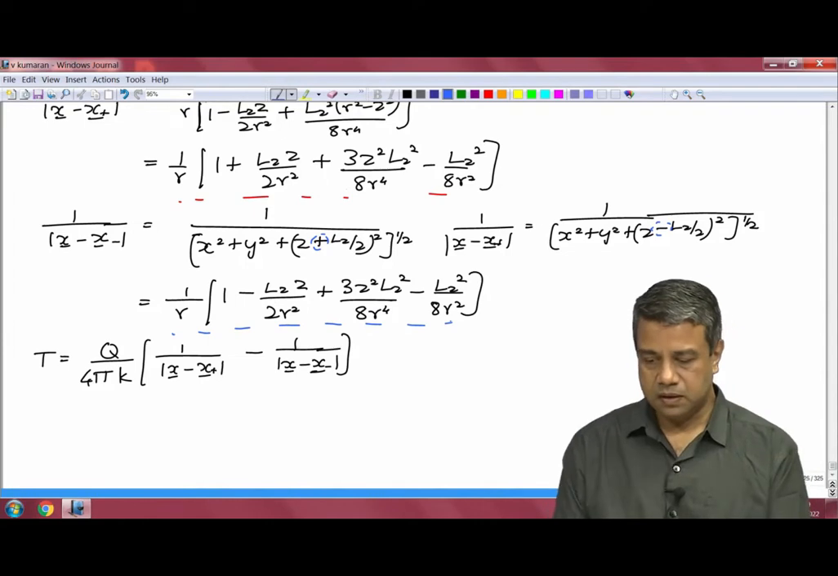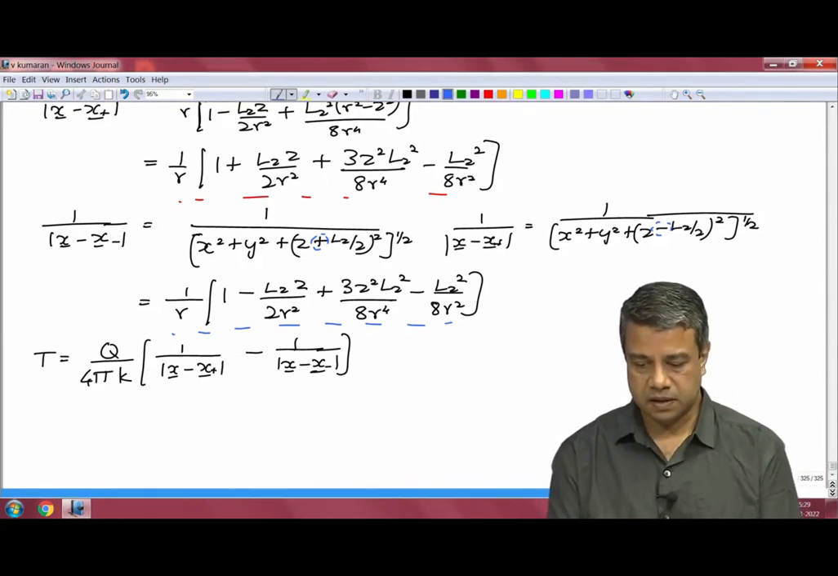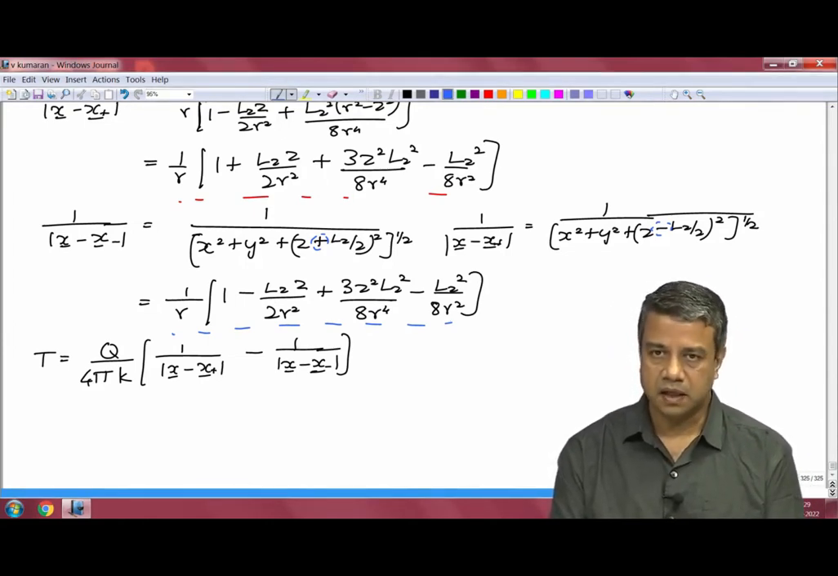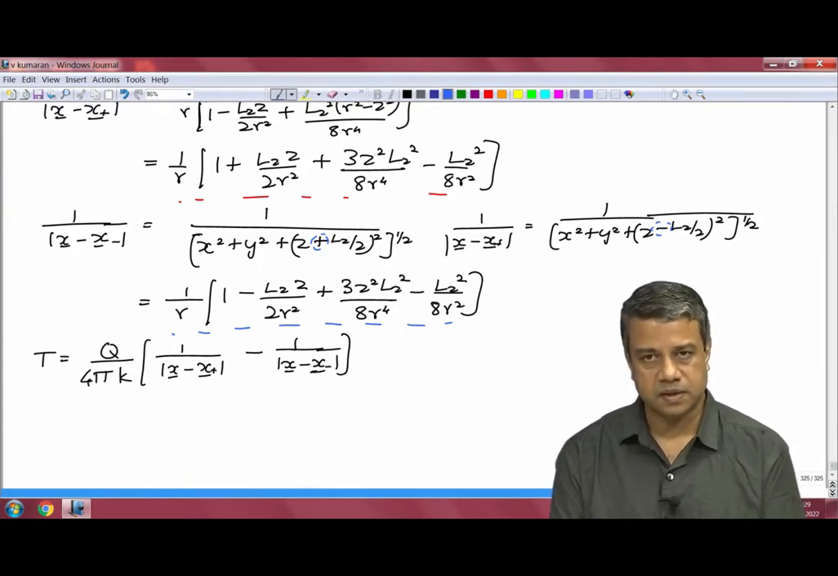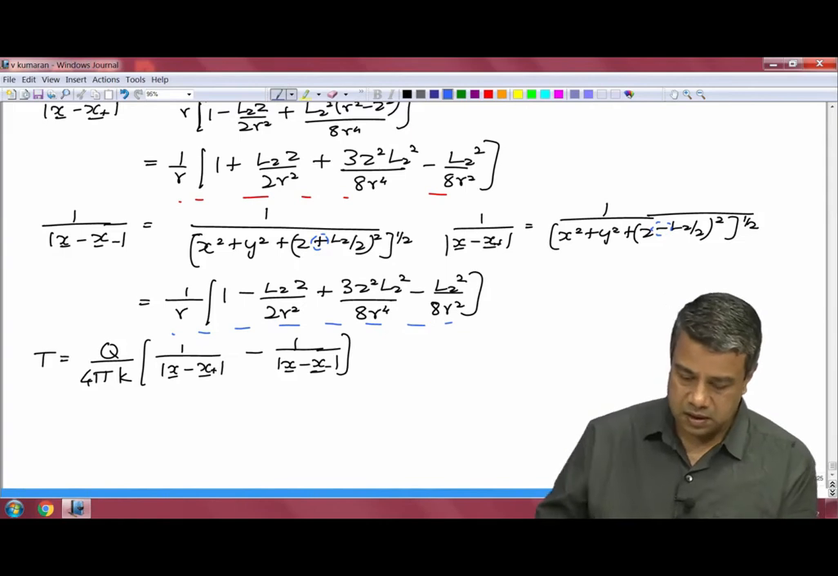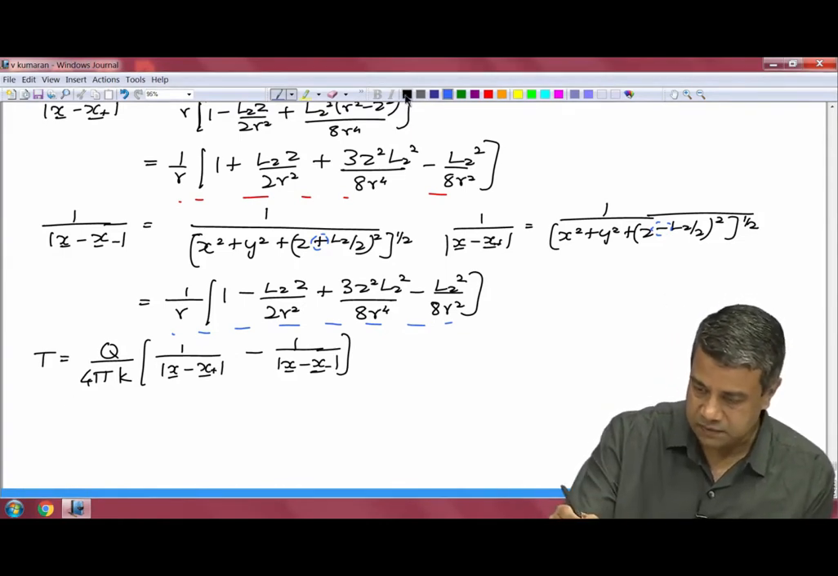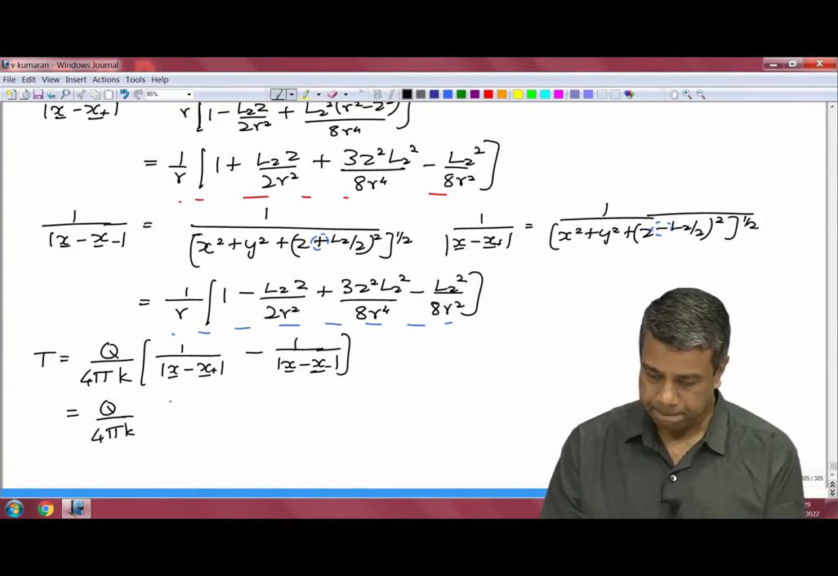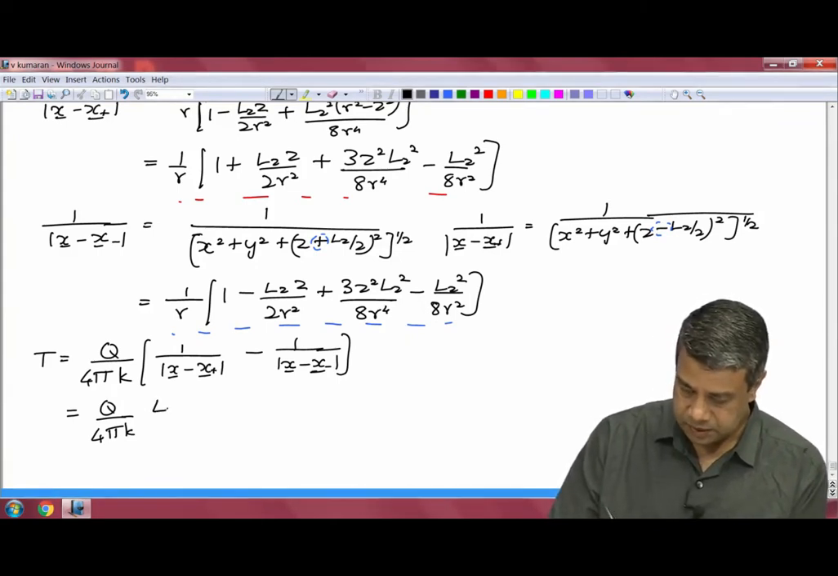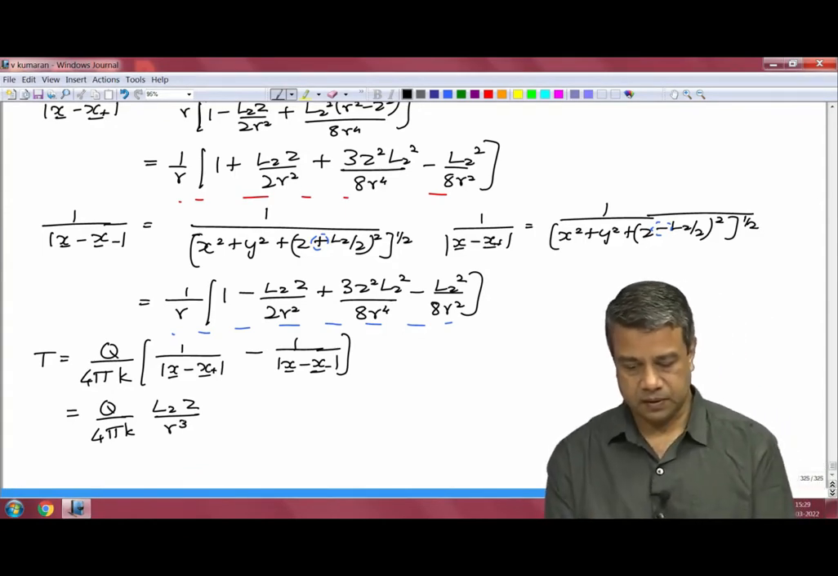You can easily verify that the terms that are either independent of Lz or proportional to square of Lz will cancel out when you subtract out these two, and the only term that will be left is the term that is linear in z. Q by 4 pi k into Lz z by r cubed.